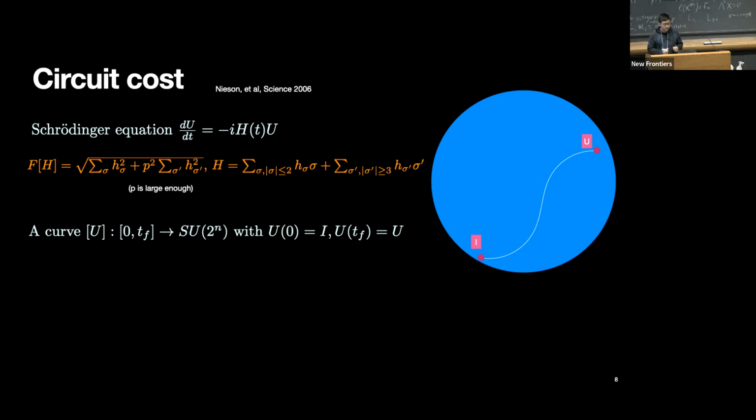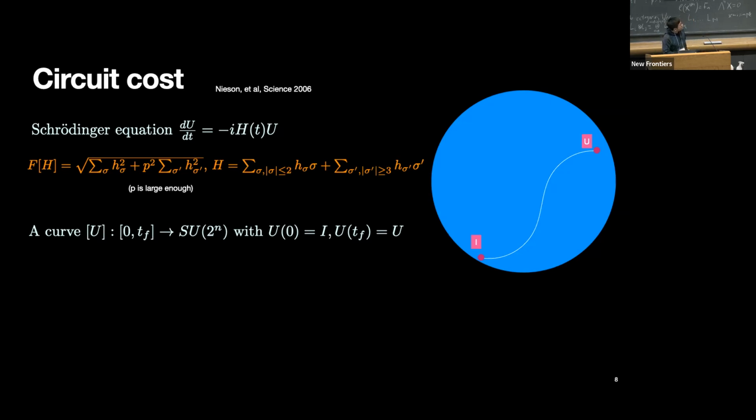The first term is the summation of all the Pauli operators with weight equal to 1 or 2. And the second term is the summation of all the Pauli operators with weight larger than or equal to 3. And they define some cost function on the Hamiltonian, which is just the summation of the square of the Pauli coefficients, but with some punishment factor on the higher weight Pauli coefficients. And here the punishment factor P is usually very large.